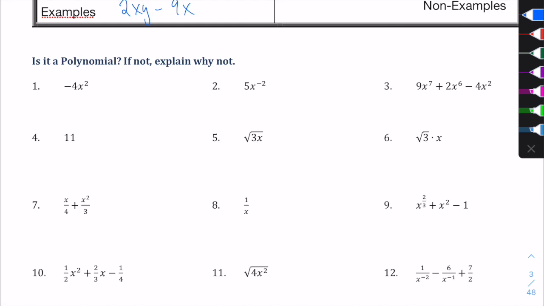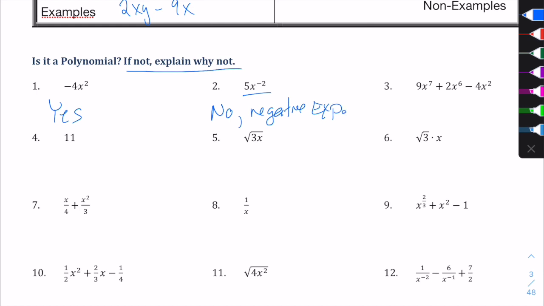Okay, so number one, we're looking for x's or variables in the denominator. We're looking for negative exponents. We're looking for fractional exponents. Yes, this works. And I guess I could list that it does not have any of those things, but for the ones that are not polynomials, really just explain why not. So when we look at the second one here, 5x to the negative second, no, and that's because there's a negative exponent. Bad news, can't have it.